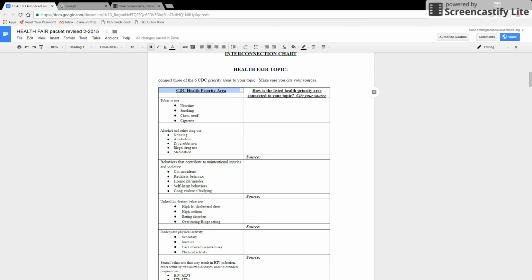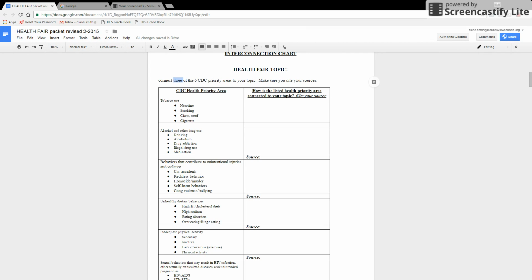So we're going to be looking for the words in each one of these categories that we choose to try and connect. Doesn't mean that it causes your topic area, but it has some sort of connection. And there is a connection with every one of your topics to 3 of these areas. So remember, you need to connect 3 of the 6 CDC priority areas.